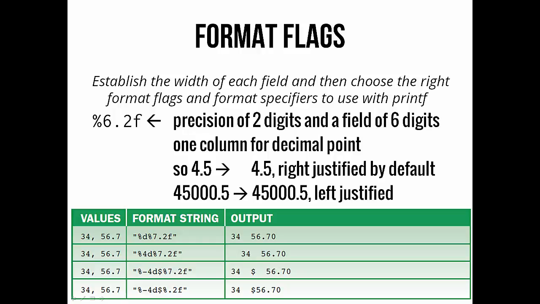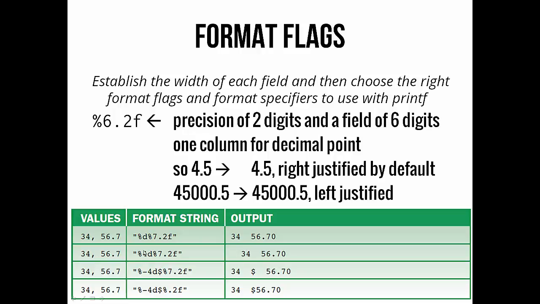So we can take a look at some examples here with values 34 and 56.7. Okay, looks like we're doing %d and %7.2f. So %d, we're not specifying a column width. %7.2f, we're saying 2 digits of precision, 7-digit column. Okay, so that means we'll get the 56.70. In total, that'll be 7 digits for the 56.7, and then we'll display 34 as it is.